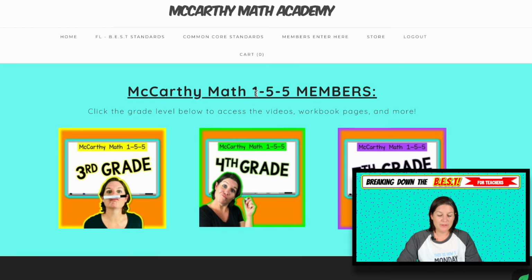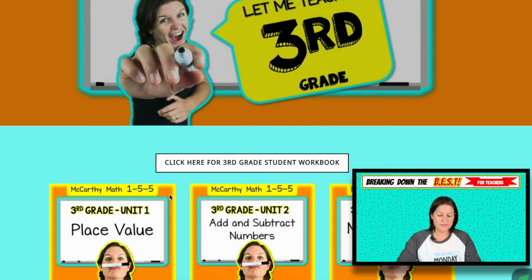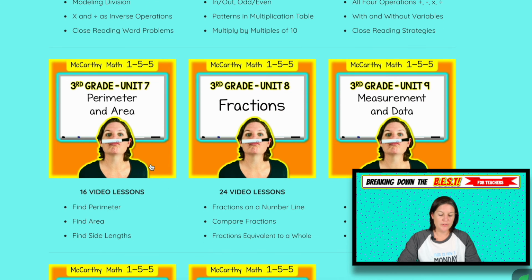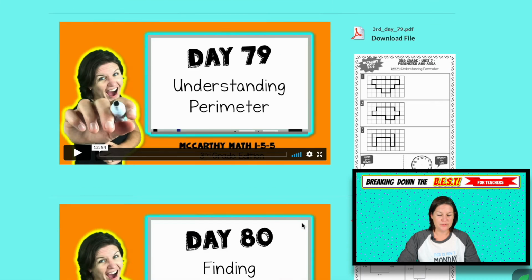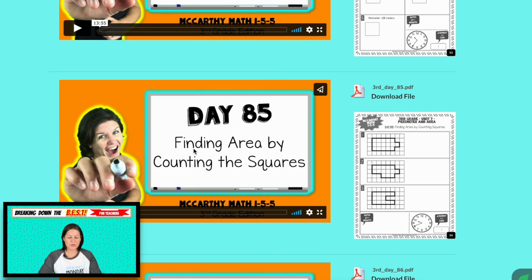The 155, by the way, stands for 155 video lessons for each grade. So if we click on 3rd grade, and you scroll down to right here, perimeter and area, there are 16 additional video lessons for perimeter, area, and finding the side lengths. So first is understanding perimeter. Okay, so scrolling down here, see how it says finding area by counting up the squares?